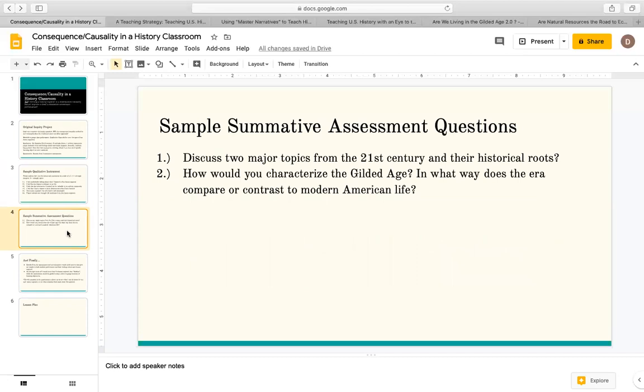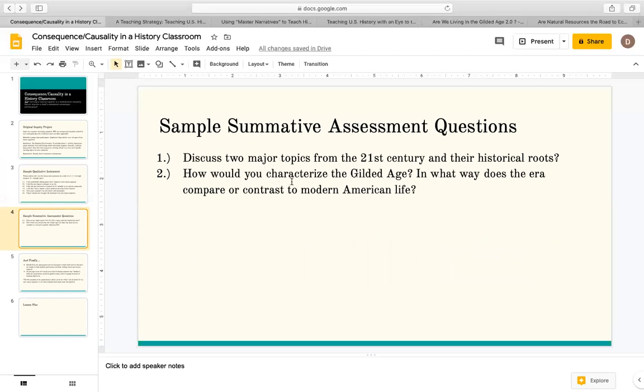So the sample summative assessment question could have looked like the following: discuss two major topics from the 21st century and their historical roots. The 21st century being relevant to what kids are going through today, and the historical roots of these events, which would target content that came up in the course earlier.